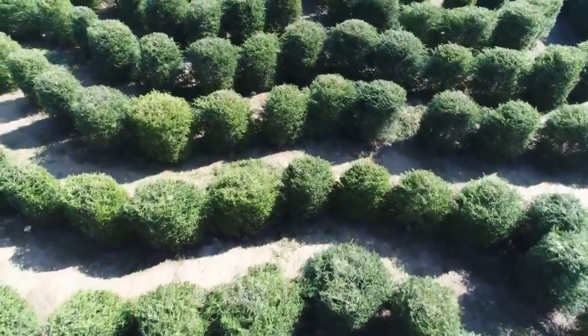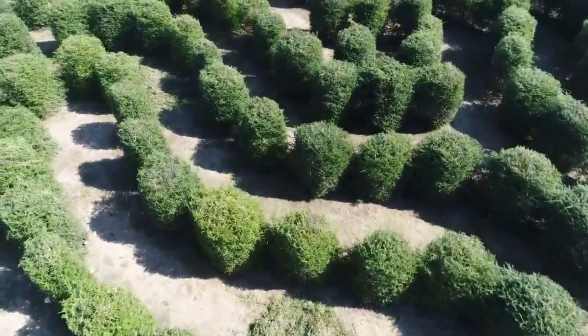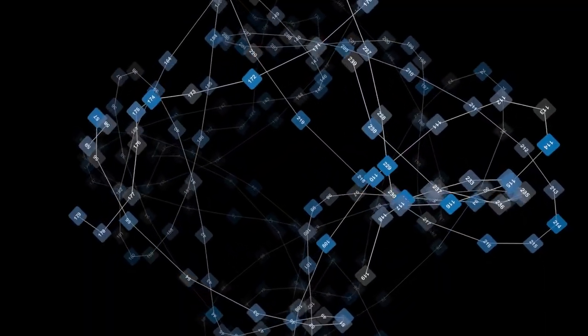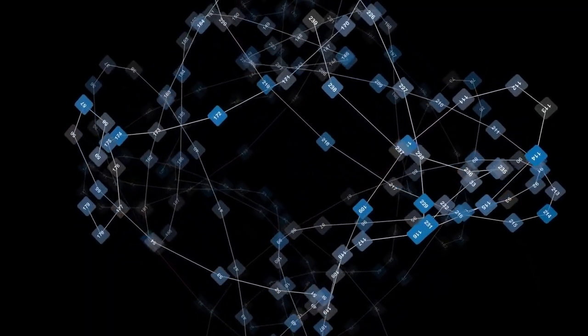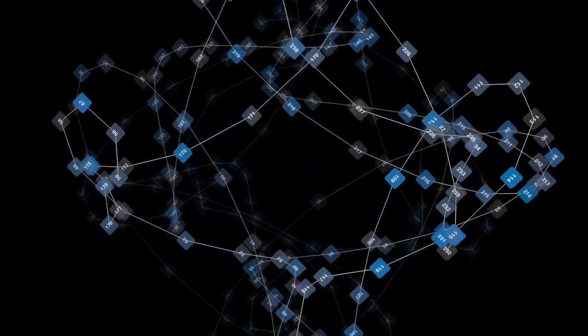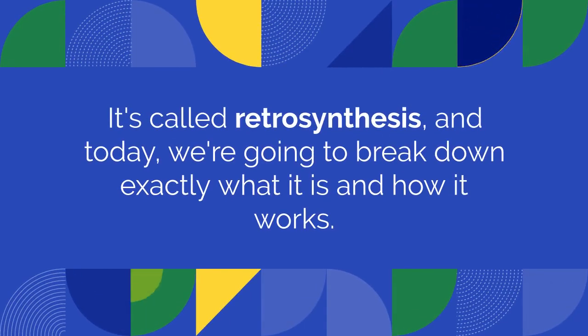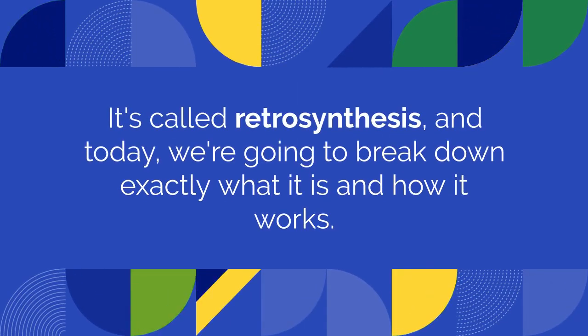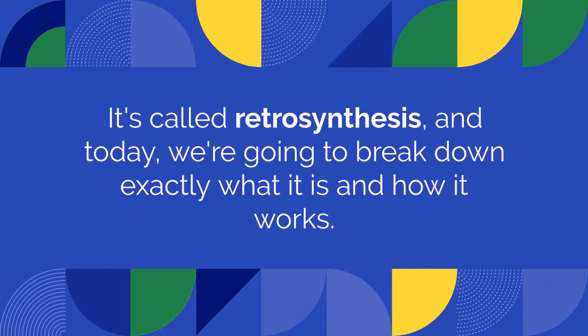way back to the start? It's often much easier. In organic chemistry, we have a similar strategy for making complex molecules. It's called retrosynthesis, and today, we're going to break down exactly what it is and how it works.